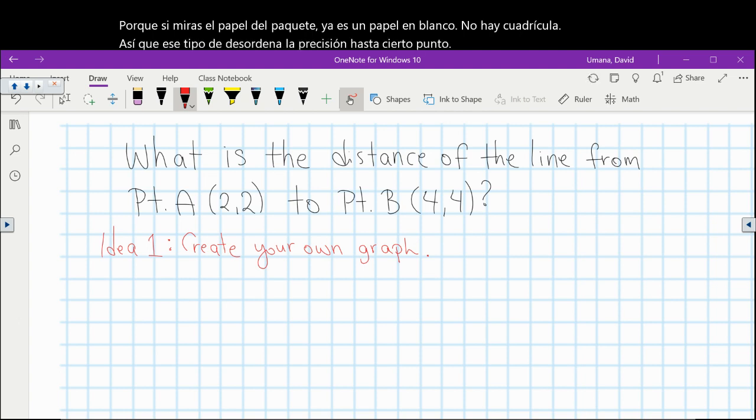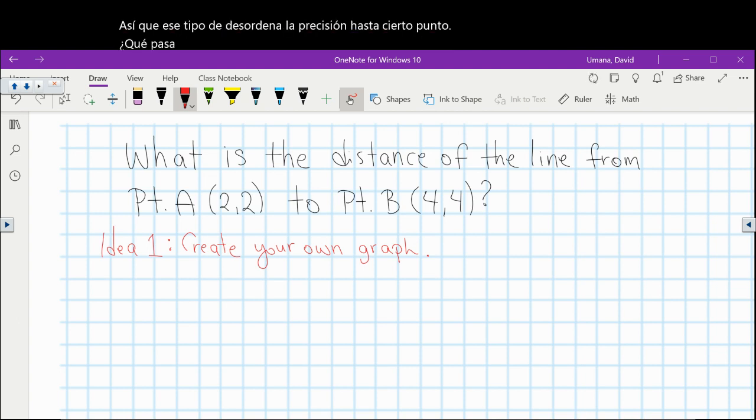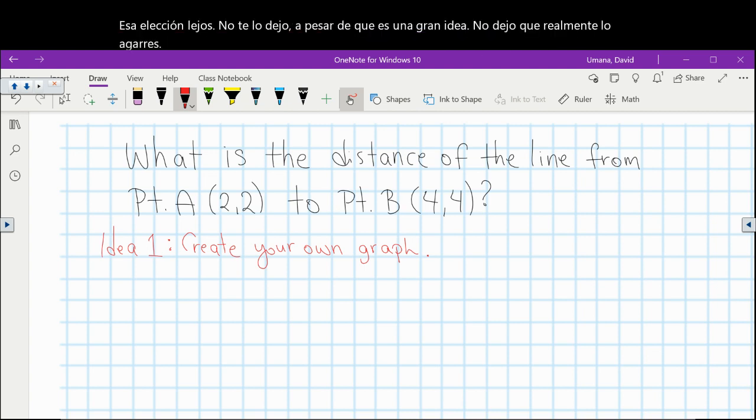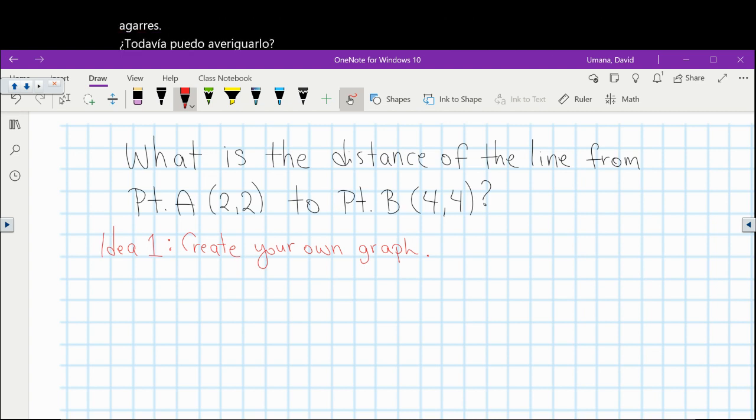So what if I take that choice away? I don't let you, even though it's a great idea, I don't let you actually grab it. Can I still figure out the distance from here to there? And if I can, suggestions.